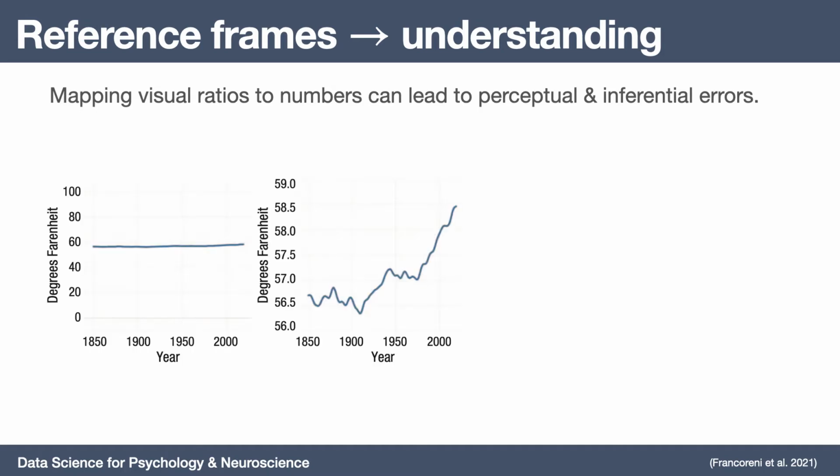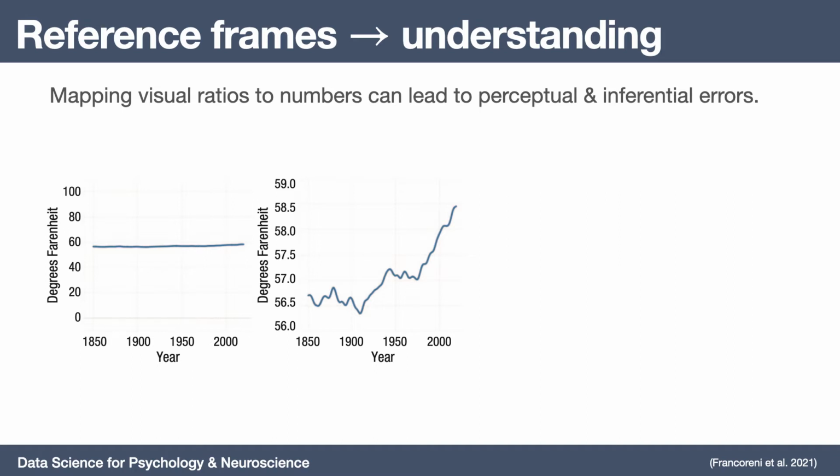So for example, if we look at the global temperature of the entire Earth across years from 1850 to the year 2000, if I actually scale the range in Fahrenheit from 0 to 100, it doesn't look like there's been much of a change in temperatures.